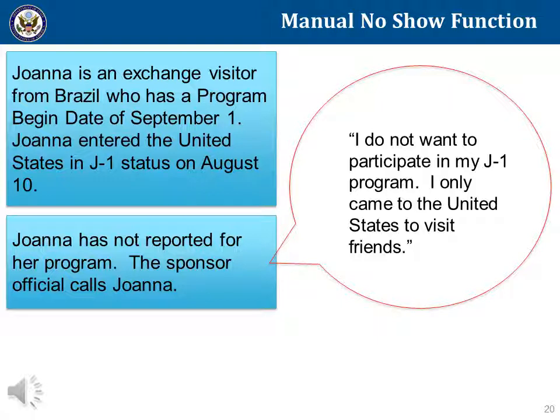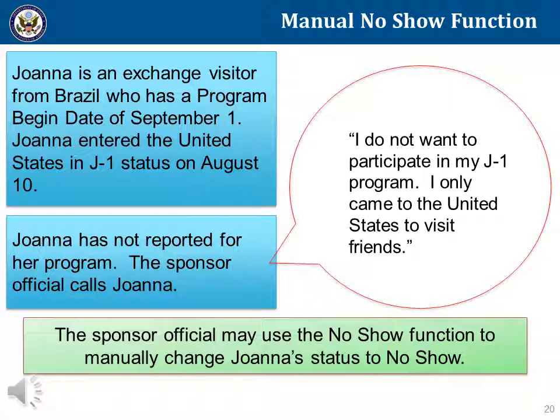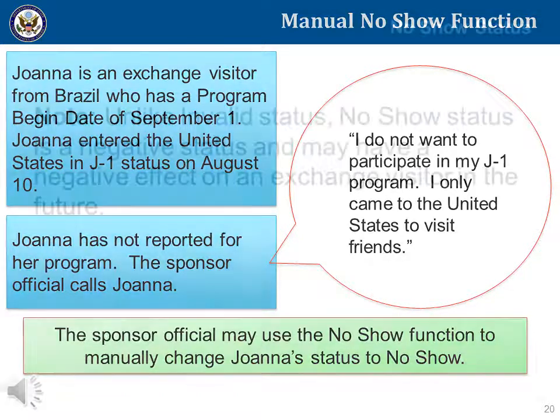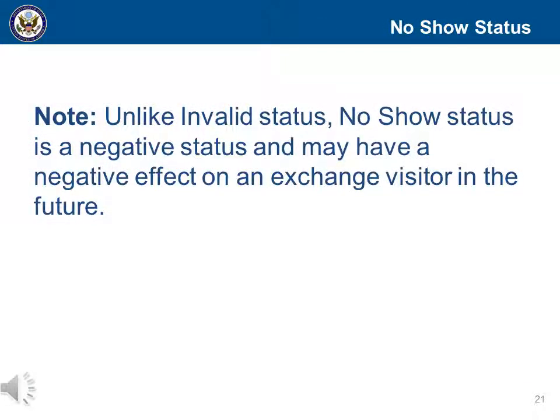Because the sponsor official is certain that Joanna has entered the United States in J1 status with no intention of participating in the J1 program, the sponsor official may manually change Joanna's status to no-show rather than waiting for SEVIS to automatically change status. Take note, unlike invalid status, no-show status is a negative status and may have a negative effect on the exchange visitor in the future. Be sure to use this status properly.